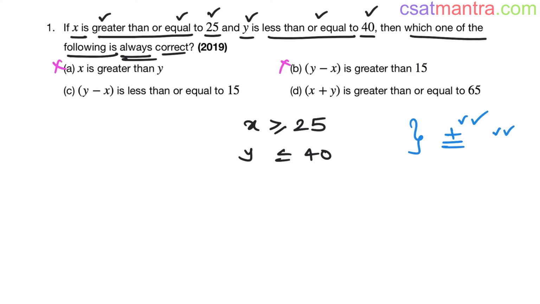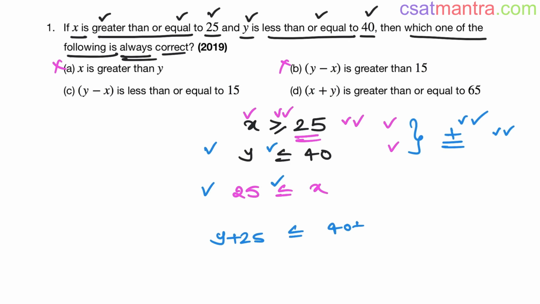Clear, right? Now to add 2 inequalities, these signs should be the same, my friends. We have less than or equal to here, we have greater than or equal to here. So to add these 2 inequalities, I am rewriting the first inequality as 25 less than or equal to x, my friends. Clear, right? Now see, this inequality and this inequality, they have similar signs. Now y plus 25 less than or equal to 40 plus x. I have added 2 inequalities. You can only add the 2 inequalities, my friends.